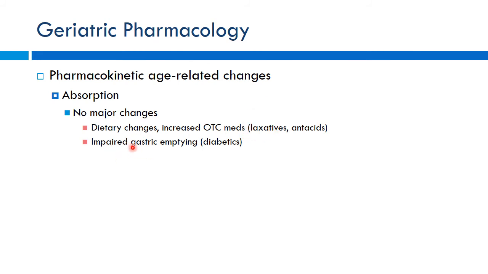So we mentioned impaired gastric emptying. That's going to be more predominant with diabetics when they have gastroparesis. A lot of it has to do with the nerve damage that happens when you have that kind of chronic high blood sugar. But you'll get into that in a different class.